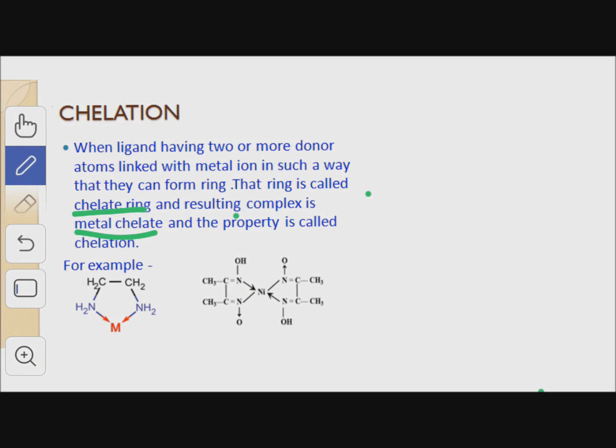For example, this is ethane 1,2-diamine, in which two nitrogens form coordinate bonds with the central metal atom, and they form a ring with this central metal atom, and this ring is called the metal chelate ring, and the property shown by this metal chelate is called chelation.